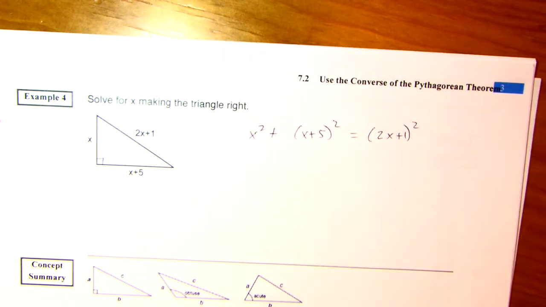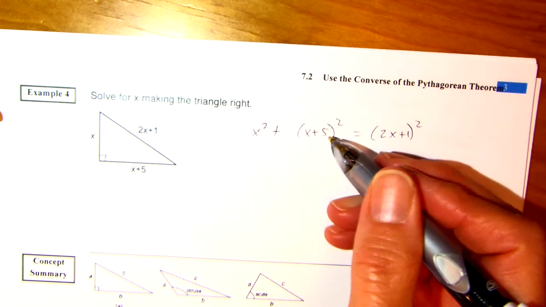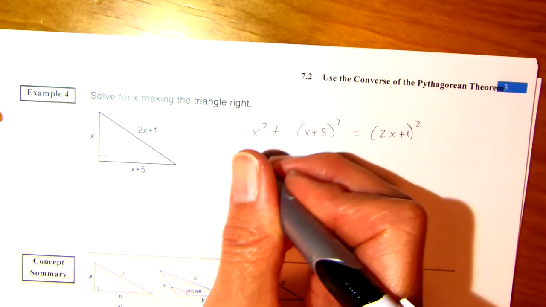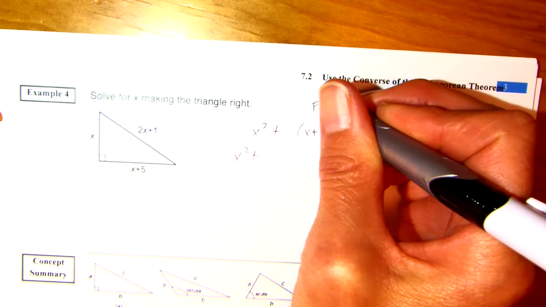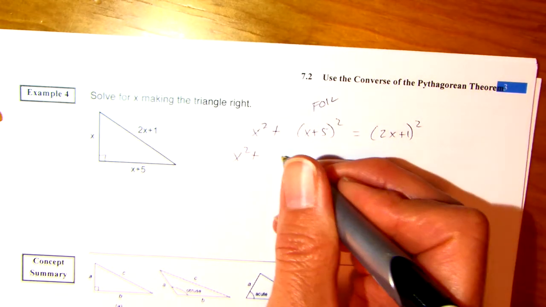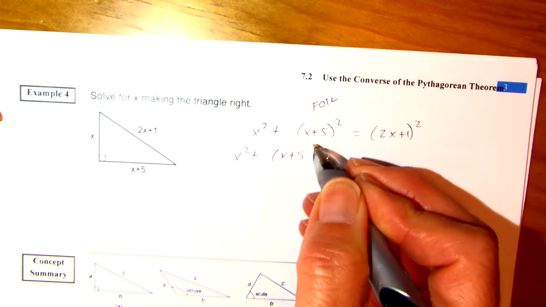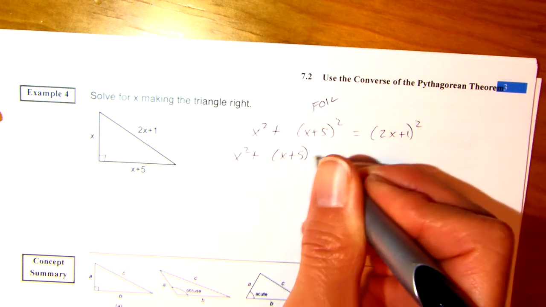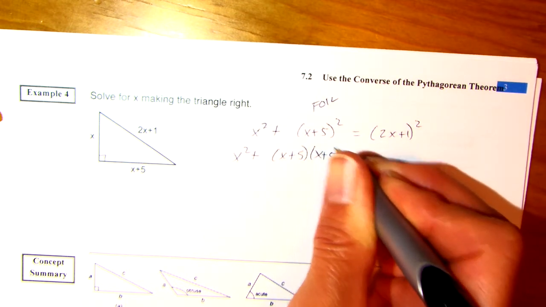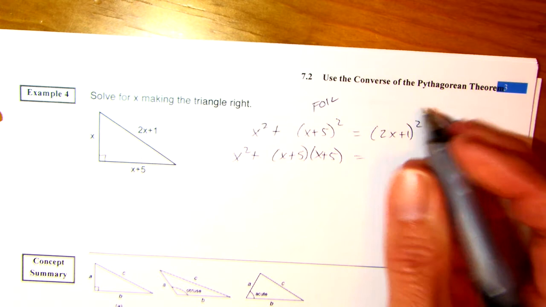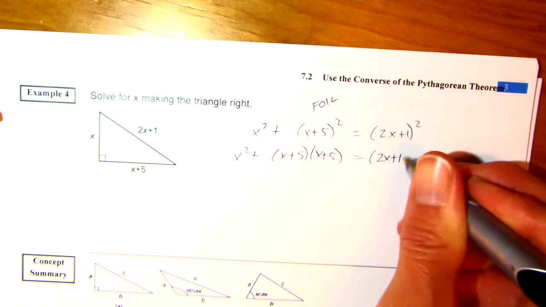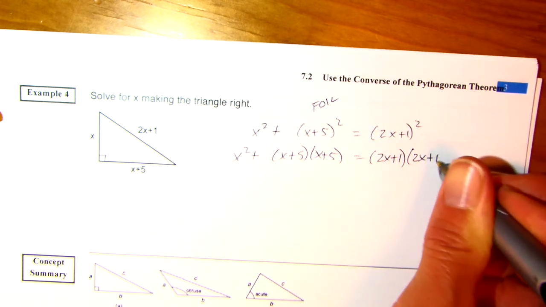Now you have to be really careful. Okay, you have to FOIL this. It's not x squared plus 5 squared. We have to do the distributive property, remember that? (x plus 5) quantity squared means x plus 5 times x plus 5. (2x plus 1) quantity squared means 2x plus 1 times 2x plus 1.